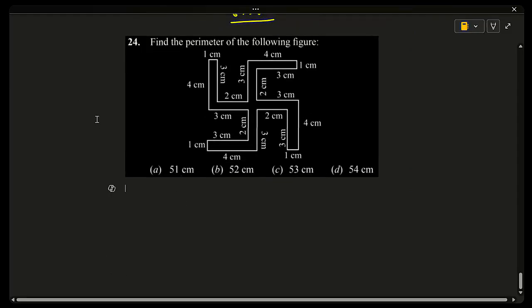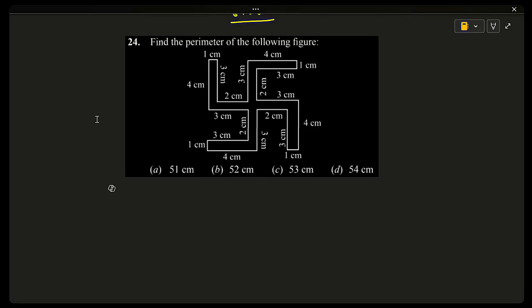Find the perimeter of the following figure. Okay, so for this type of question you don't go adding all the boundary lengths, because it is a symmetrical figure on all the four sides. So what you do is only select one part, find the perimeter and just multiply it by 4. Okay, so let me take only this part. Only this part I'll be finding the perimeter. Then I'll be multiplying by 4 because everything is the same.